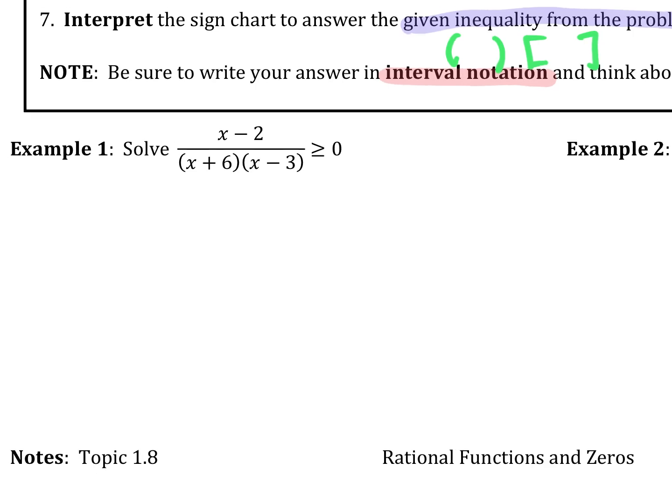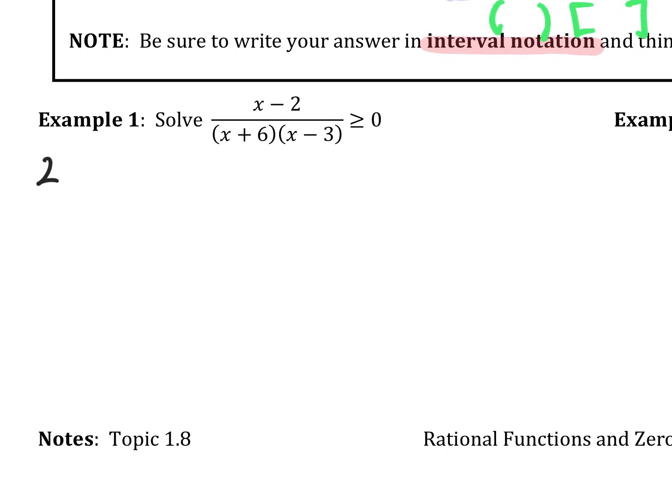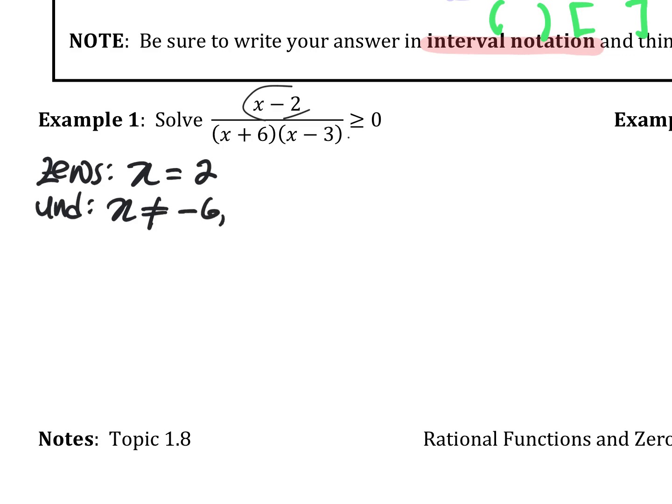So let's look at number one. The first thing we're going to do is find the zeros. What are the zeros here? If I equate the numerator to 0, that gives me x equals 2. And the undefined values are located by equating the denominator to 0, and that gives me x is not equal to negative 6 and 3. These are the numbers that make the denominator 0.